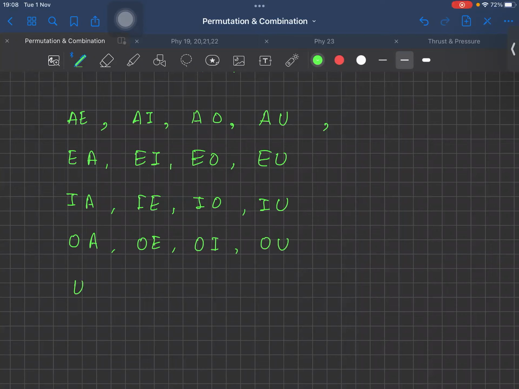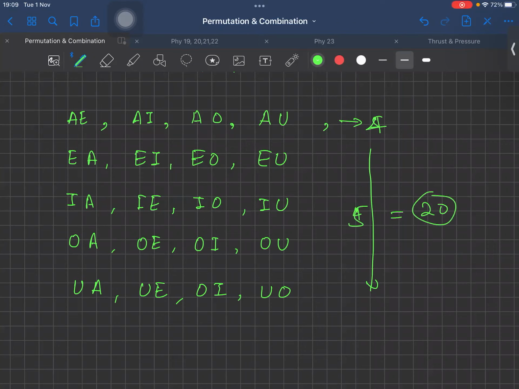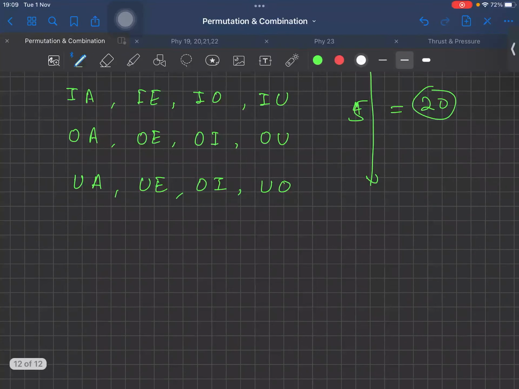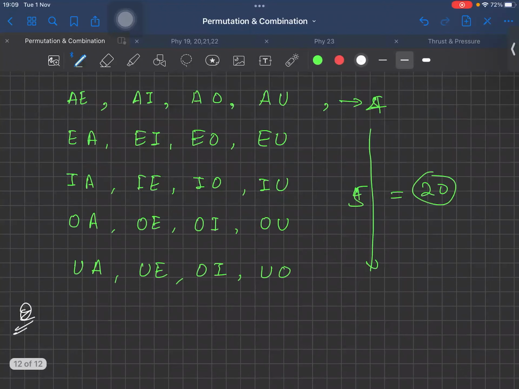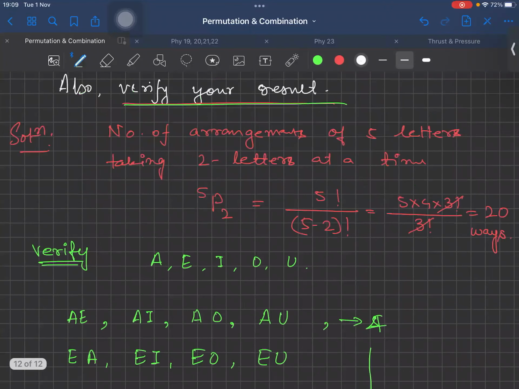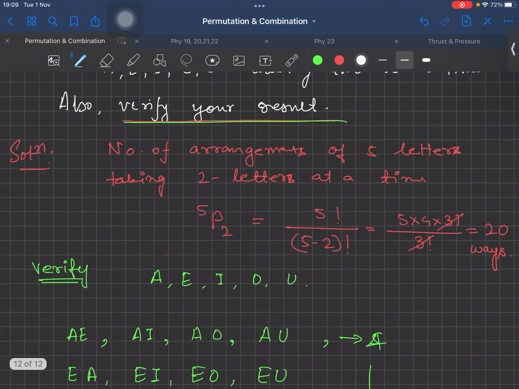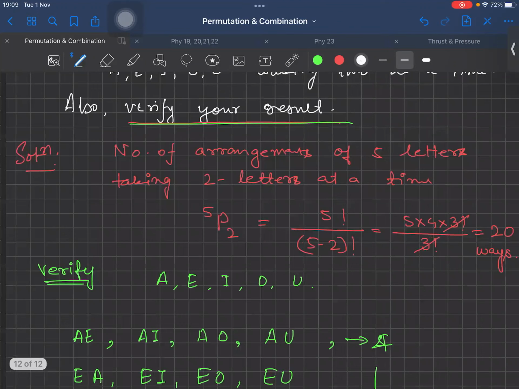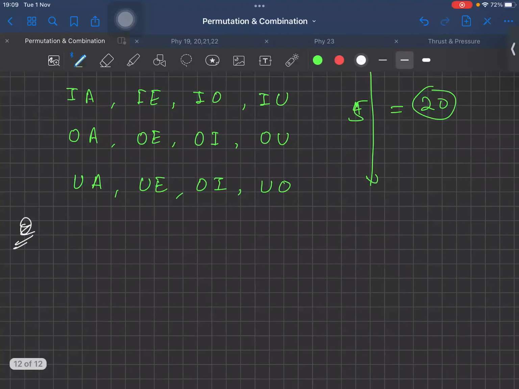Okay, UA, UE, UI, UO. These are the possible combinations. So these are 4 and these are 5. So this will be equal to 20 when you multiply. All right. Next question. Understood, or do you have any doubt here? Taking 2 at a time, you understood, no? We are taking 2 letters at a time, not 3 letters. Now, solve the same problem taking 3 at a time and verify your result.